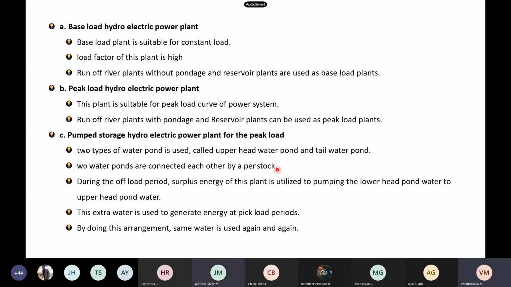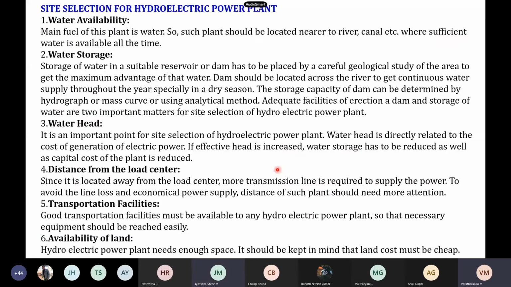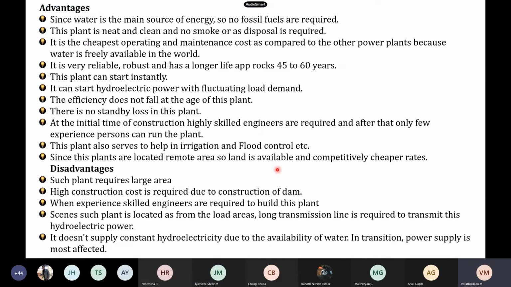The selection of a hydroelectric power plant is very important. The site selection is very important. We'll discuss this in a later presentation. Advantages and disadvantages were detailed in the last class. Energy demand and the statistics of energy demand I'll explain one by one.